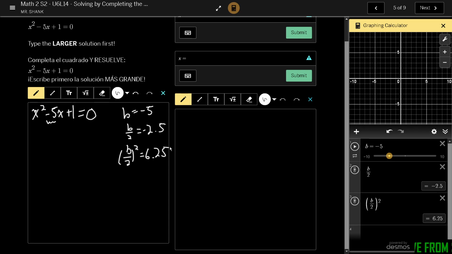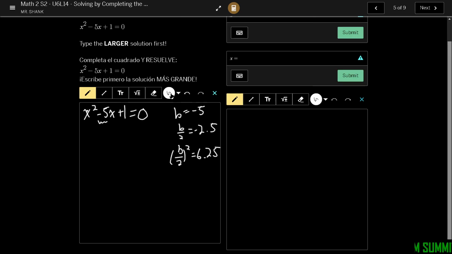6.25. So normally when you square whatever number you get, you should end up with a positive answer, because that way it's going to be able to cancel it out. So this is what I'm going to add to both sides. So I'm going to say plus 6.25 plus 6.25. Make sure those get grouped together. So I have x squared minus 5x plus 6.25 plus 1 equals 6.25. Group those first three terms together.